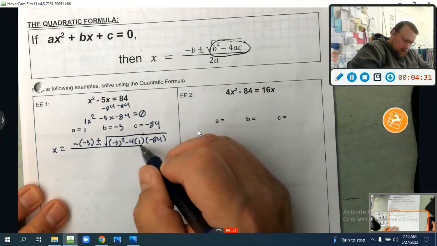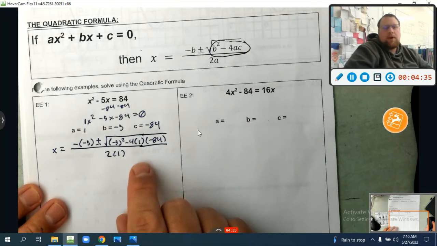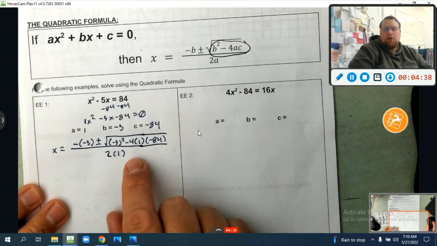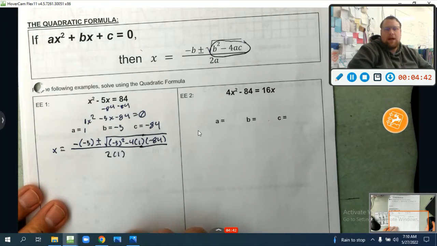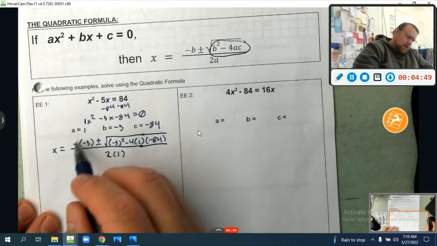Just got to extend all that all over 2 times a. This setup right here, by the way, guys, is worth most points if we're doing a test or anything like that. I'm going to give you tons. If there are 10 points on this thing, I'm probably giving you at least 7 on this. All right, just knowing you set it up right, because if you set it up right, eventually you can solve it right. So now let's solve it.